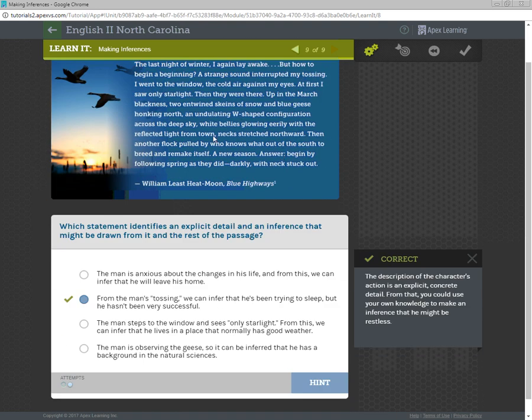I again lay awake. Definitely can't infer that he's going to leave his home and what changes in his life. He steps to the window and sees only starlight. From this, we infer that he lives in a place that normally has good weather. Starlight doesn't determine good weather. He's observing the geese, so we can infer he has a background in the natural sciences. You don't need to have a background in natural sciences to observe geese. So the only reasonable inference was B.